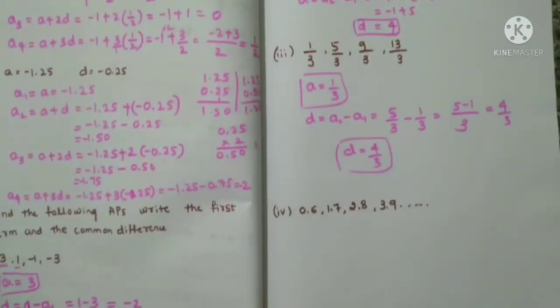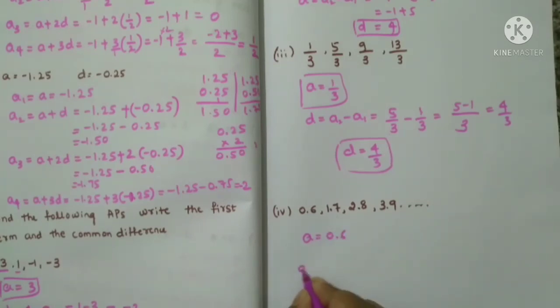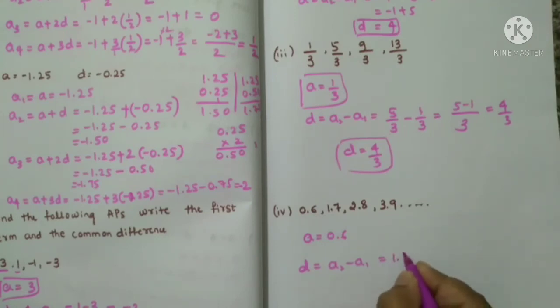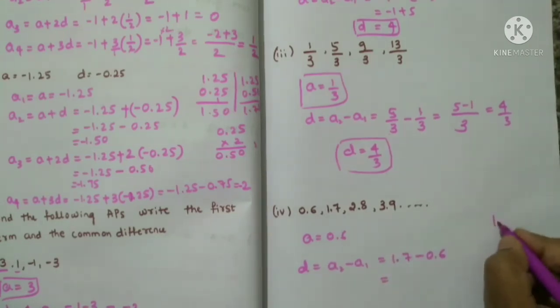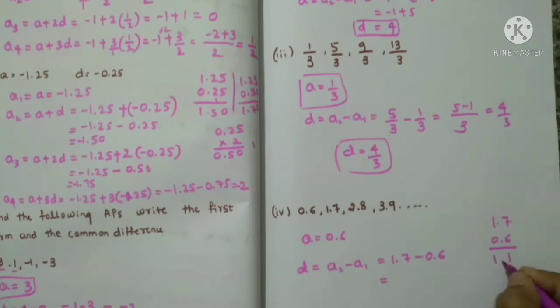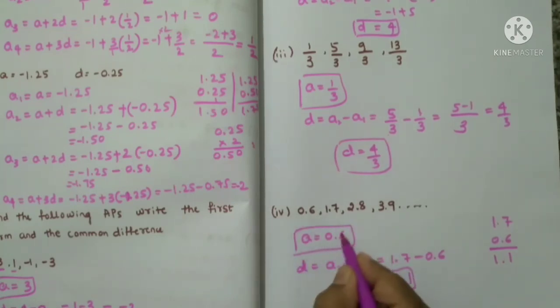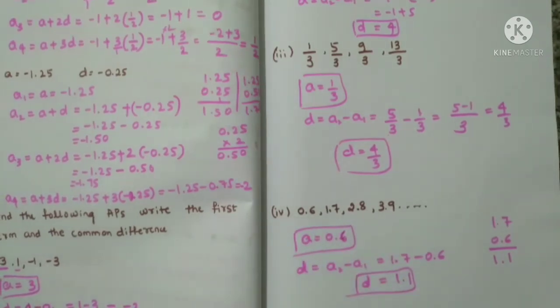Next, the last sum of the third main we'll see. A is 0.6. D is A2 minus A1. A2 is 1.7 minus 0.6. So 1.7 minus 0.6, we will subtract it. 6, 1, 1. So 1.1. This is D. A is 0.6. Like this we are going to find the first term and common difference.